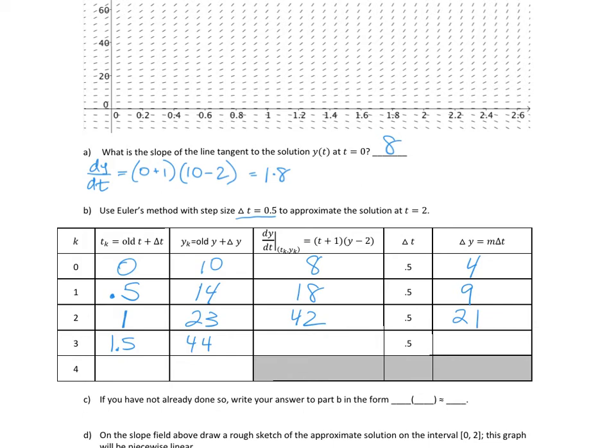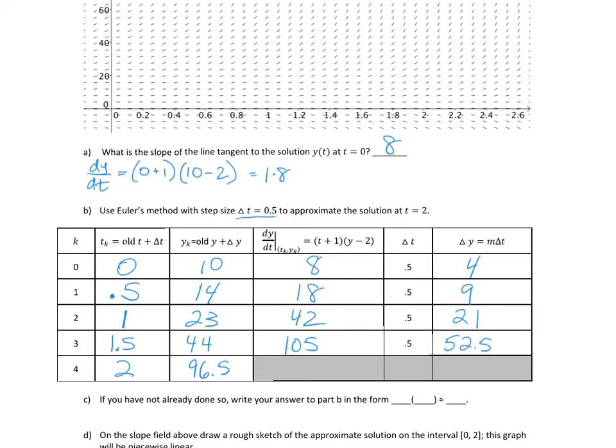Plug into the dy/dt formula. So I have 1.5 plus 1, that's 2.5, times 44 minus 2 is 42. So I get 105. 105 times a half is 52.5. And then I calculate my new t, 2. New y, which is 44 plus 52.5, 96.5.